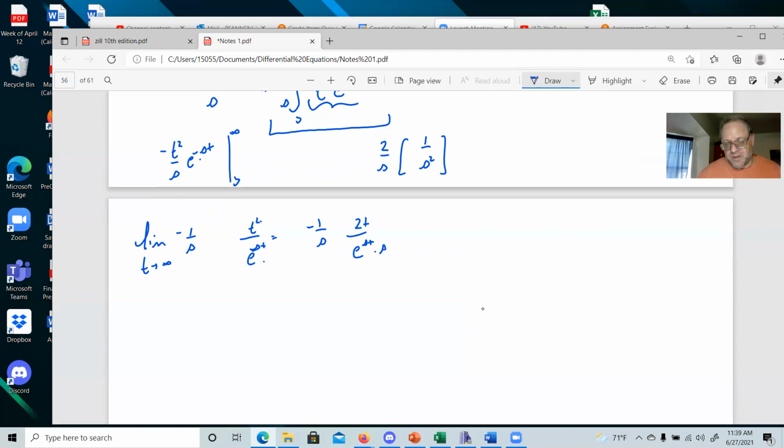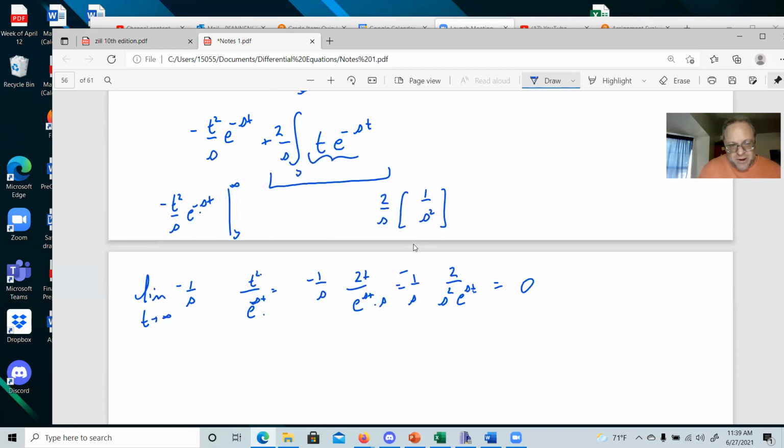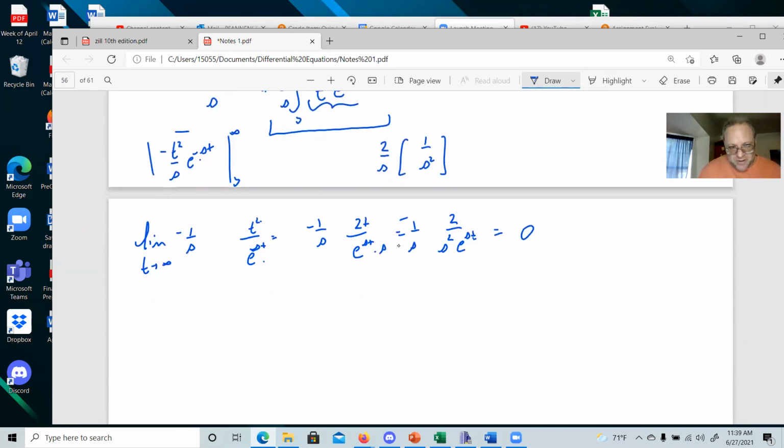Well, that didn't resolve anything, so let's use L'Hopital's again. So we have 2 over s squared e to the st, and there's a 1 over s down front here. So we could look at this limit as t goes off to infinity and say, oh, 2 over infinity, 0. This piece here is just going to be 0.